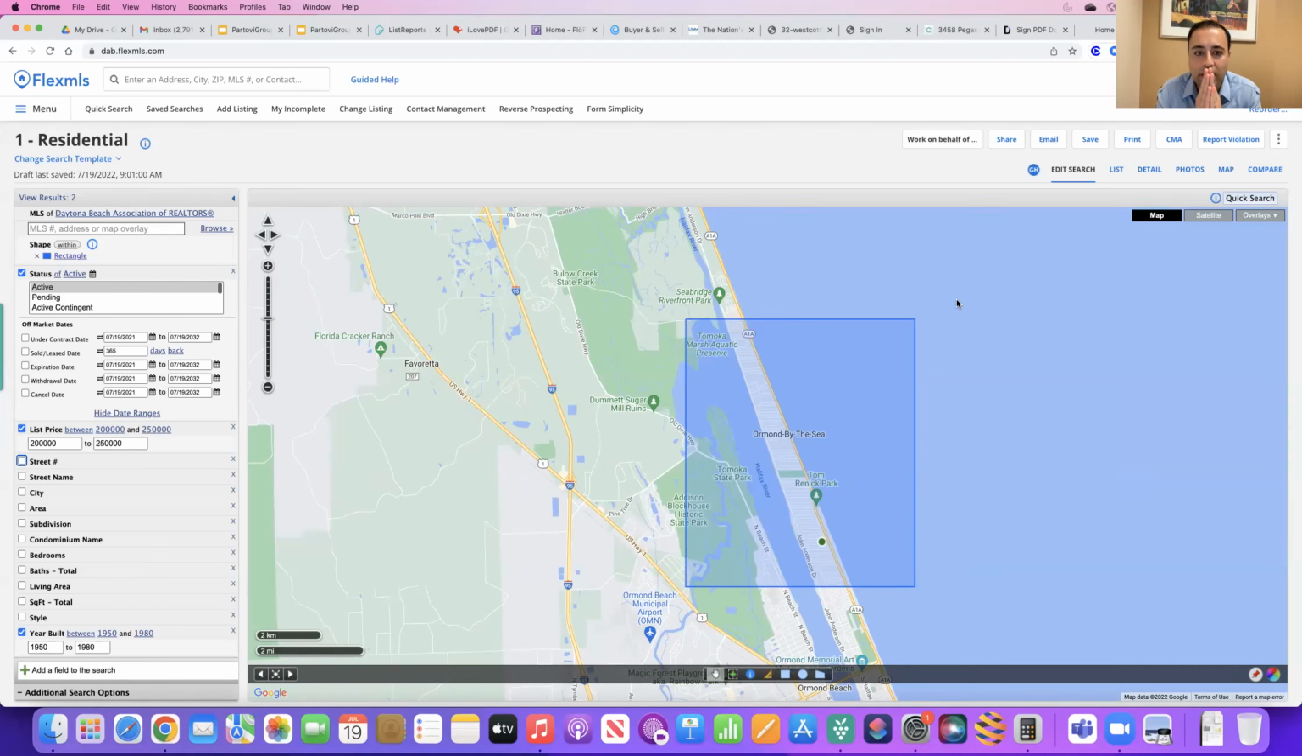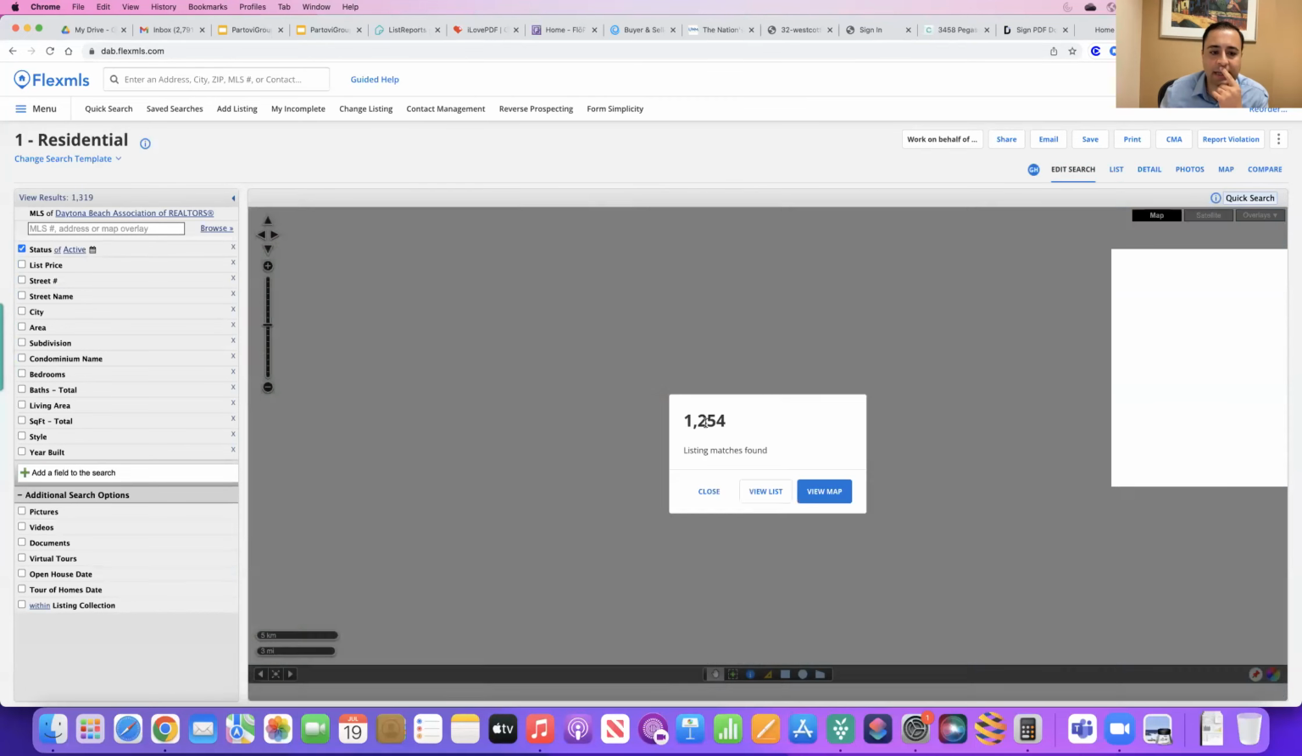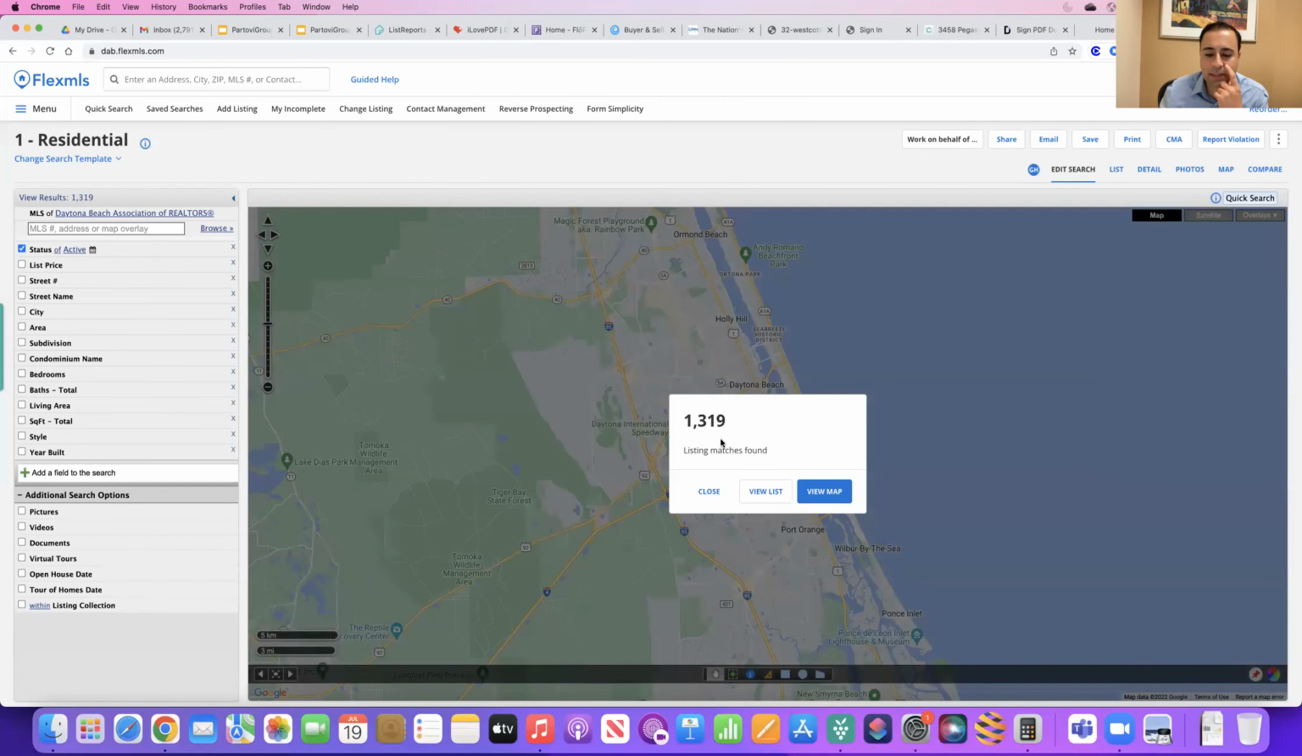But this is a great way for you to look at it. Every morning when I log into the MLS, the first thing I look at is this number right here. This tells me how much inventory total there is in the MLS. This has been trending up for the past 2 months. The same time last year, this number was 644. So our inventory has more than doubled.